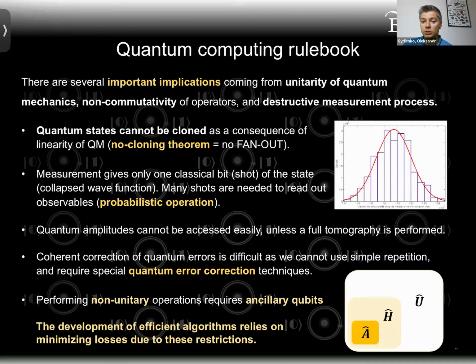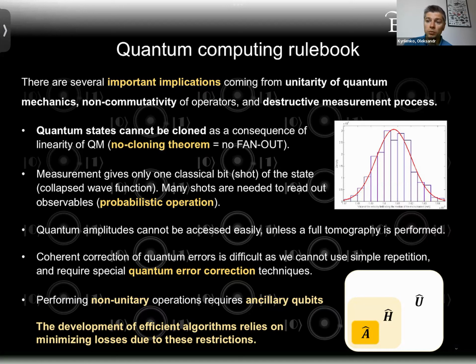So we cannot access the amplitudes easily. For that, we would need tomography. And also, because we don't have fan out, we cannot clone the state. There is no simple repetition code for correcting errors. I cannot just assume that there are three exactly the same states, I measured, and if there is an error, I can just filter it out. You need to apply very specific quantum error correction techniques, and that's very different from classical computing.